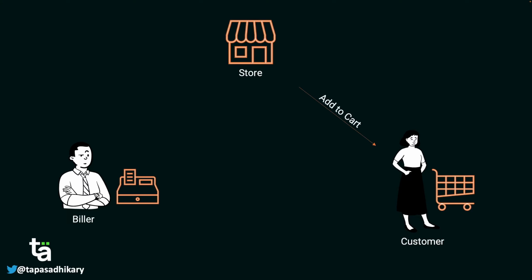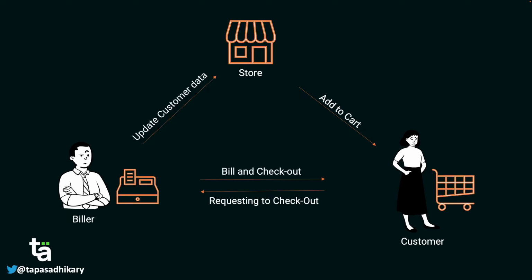So the customer adds some things to the cart, and he or she can also remove from the cart after adding. So there are different things that a customer can do. And once the customer is satisfied, like this is the thing they are going to buy, they go to the biller and request to check out. What the biller does is create a bill or invoice and then help check out the customer. The biller also updates certain things like the customer data, who has visited the store, and how much money the store has got.